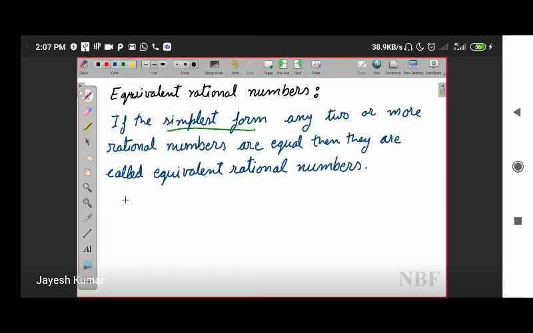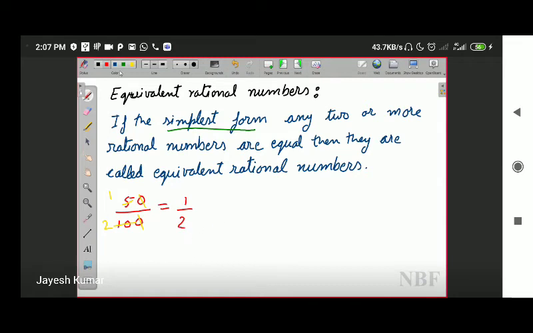Suppose I have a number in the form of p by q as 50 upon 100. Okay, let us simplify this number. Let's see what we get. After simplifying this number, we get 1 upon 2.